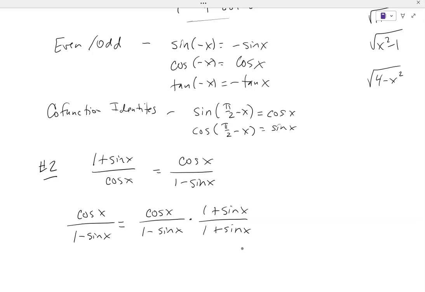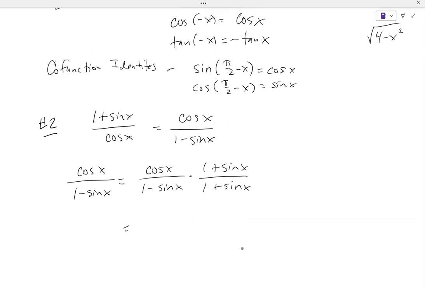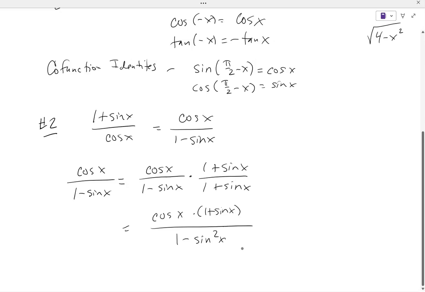Well, when we do that multiplication, don't do the multiplication on top. Do the multiplication on the bottom. What do you get when you multiply on the bottom? 1 minus sine squared x. Good. You get 1 minus sine squared x on bottom. And why does that help? What can you replace 1 minus sine squared with? Cosine squared x. Good.